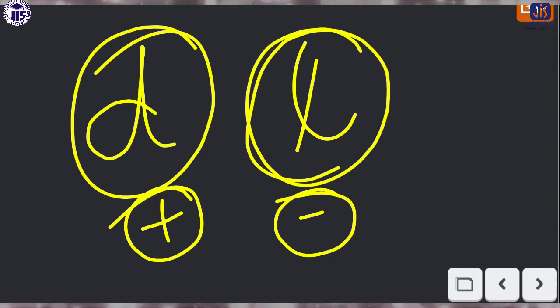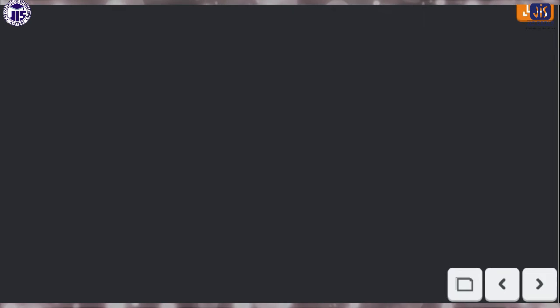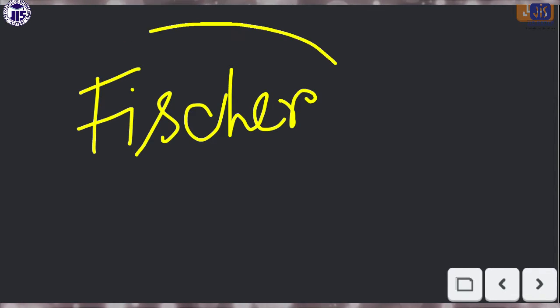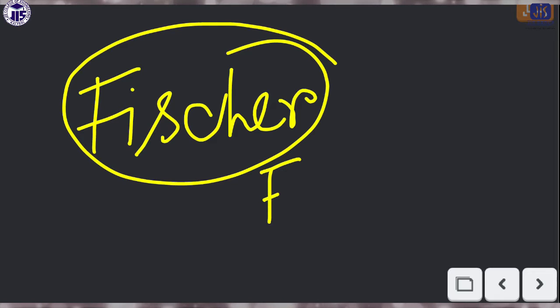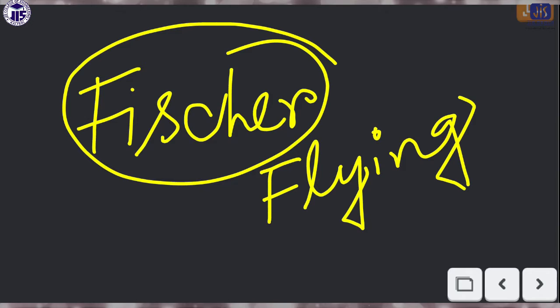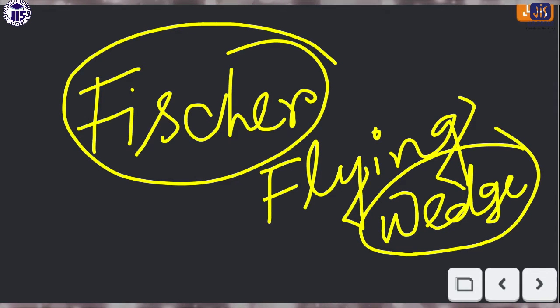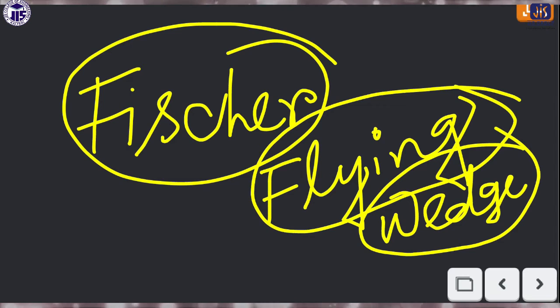And then the most important things of this chapter. Today I will show you what the Fischer projection is, and what the flying wedge projection is. These two are very important for stereochemistry. You have to properly understand how we can write down the Fischer projection and how we can write down the flying wedge projection.